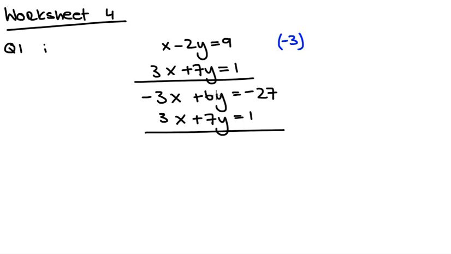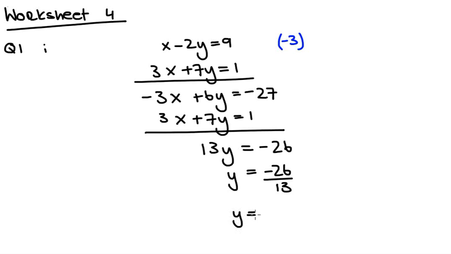Now I have 6y plus 7y gives me 13y. Minus 27 plus 1 gives me minus 26. So y is minus 26 divided by 13. So therefore y is equal to minus 2.